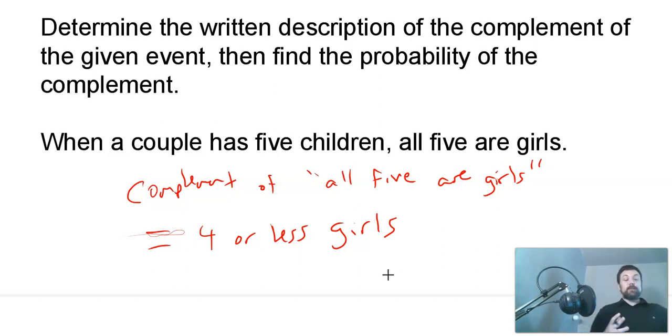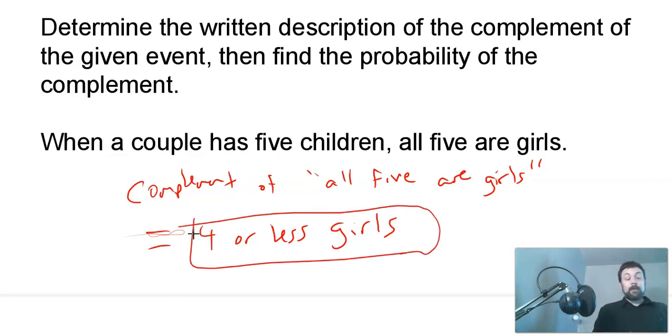All right, so be careful not to just go to the other extreme as your complement. You want to take all the other possible events in which that particular description does not occur. 4 girls and 1 boy would be one way of not having all 5 be girls. So this would be the complement.